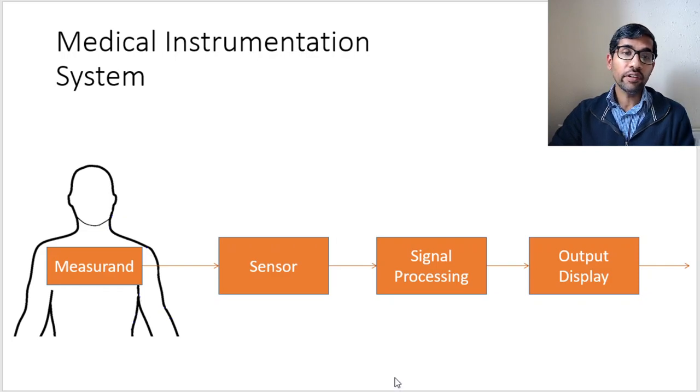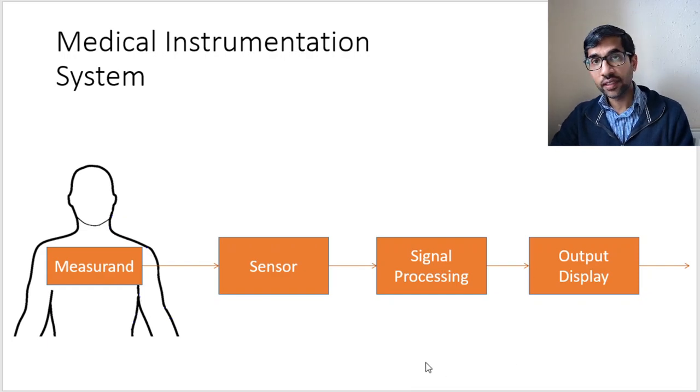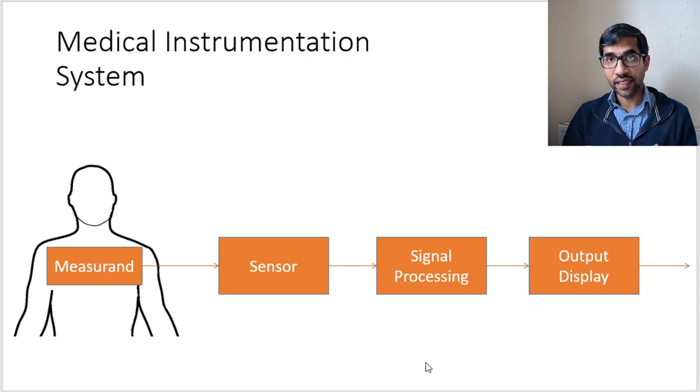Okay, so the central block of the medical instrumentation system is shown here. One of the things that I think would be very intuitive is that the output of the sensor needs to be in such a form that the signal processing can actually use it, right? Now, this may not always be true. The output of the sensor may not be in a form that is usable by the signal processing.